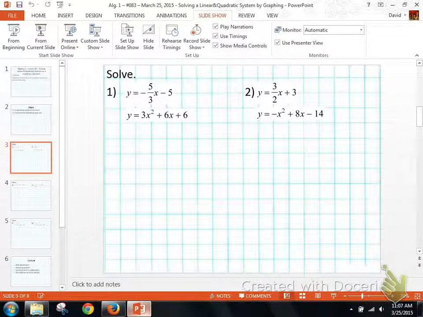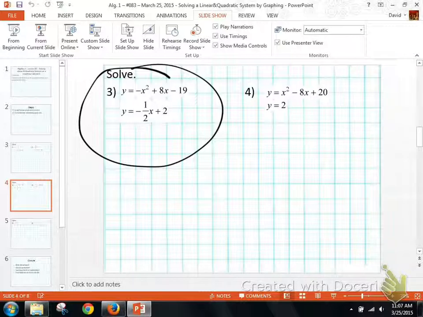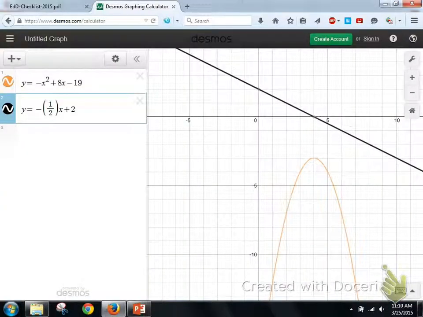Okay, so we're going to go back to our presentation here. Wrong one. I'm going to just go to the next slide here. We got two more equations, so let's go to our Desmos app. We're going to put in number 3 here. We got y is equal to negative x squared plus 8x minus 19. And then y is equal to the following, okay? Take a moment to do that. Ready, set, go.